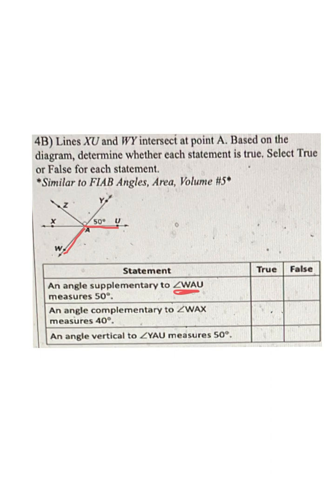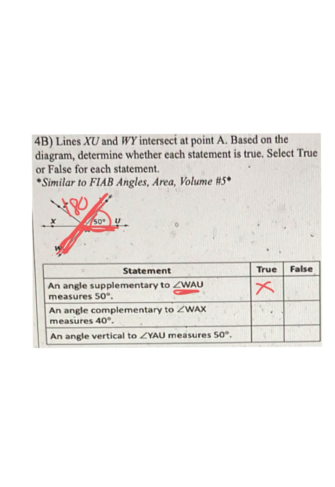All right, so to be supplementary, it means that it's going to add up to 180 degrees. So this right here is a straight line. That's 180 degrees. If I was to add the missing piece right there, as you can see in the diagram, that missing piece is 50 degrees. So if you add that 50 to WAU, it would make the straight line, making this one true. Okay? All right, moving on to the next one now.